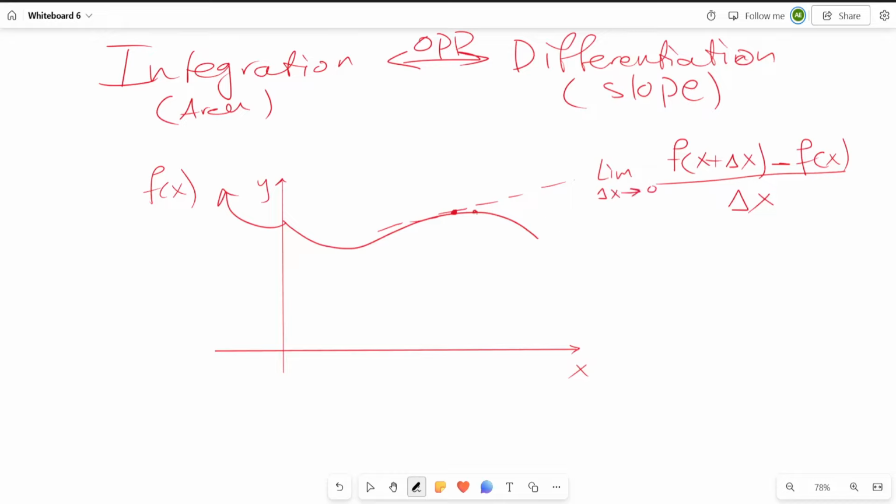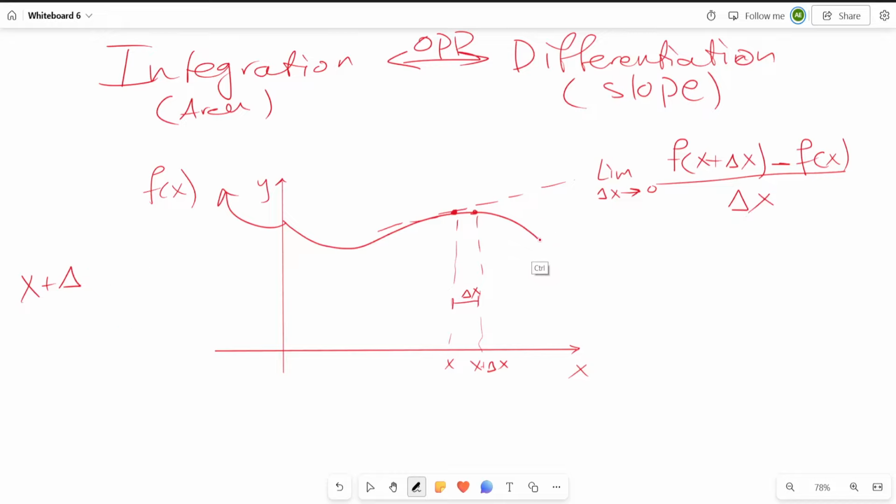So we take 2 points. Let's say this is x and this point is x plus some small value delta x, so this is delta x. Okay, so the slope is basically the y of the first point, which is f of x plus delta x, minus the y of the second point, which is f of x, over the x of the second point minus the x of the first point. So x plus delta x minus x is basically equal to delta x. That's why over here we divided by delta x.